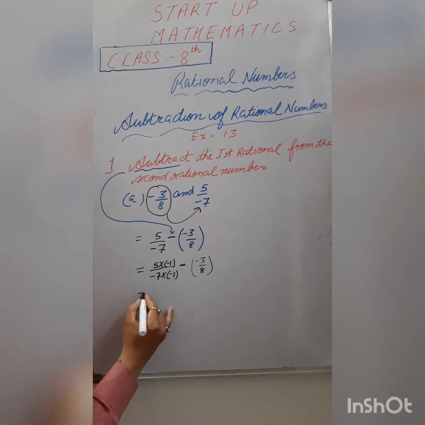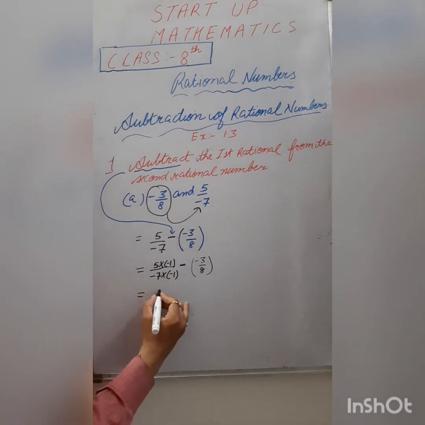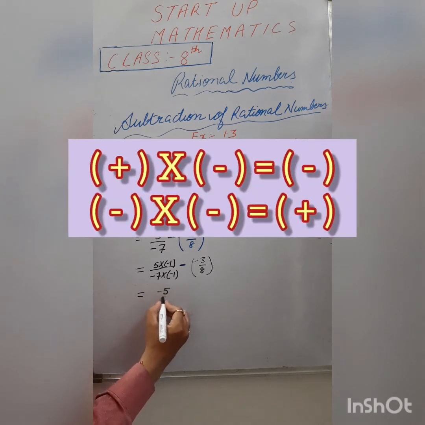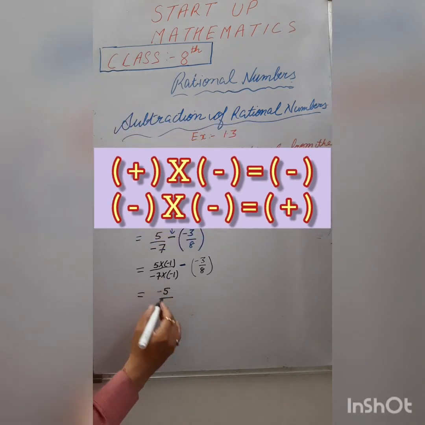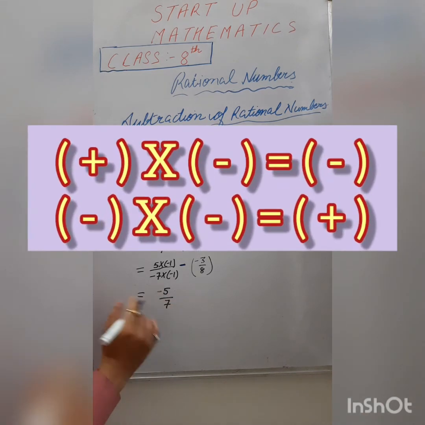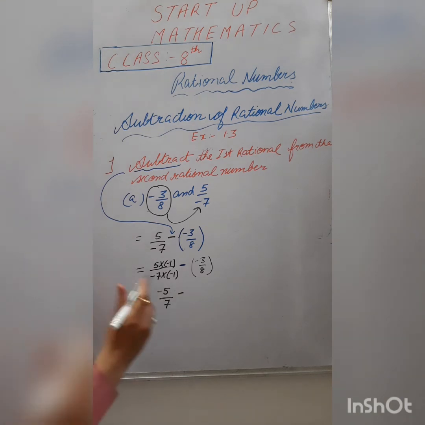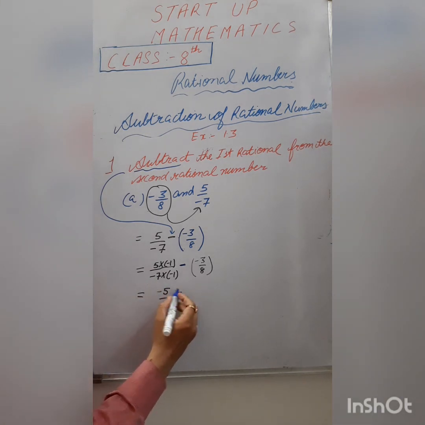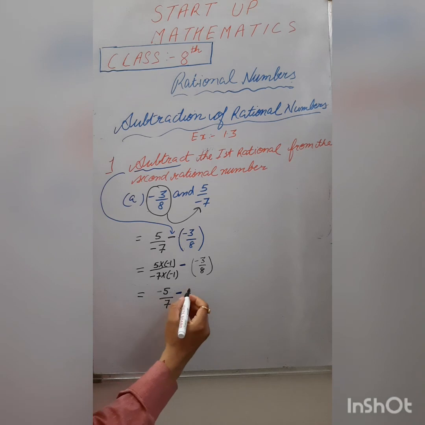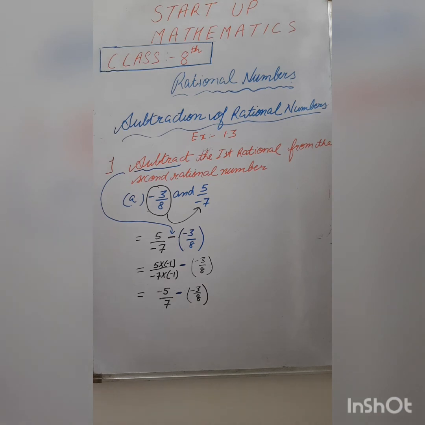Now solve it. 5 ones are 5, two numbers of opposite sign, so the answer is minus 5. Again minus 7 multiplied by minus 1, same sign multiplication, positive, 7 ones are 7. The operation is subtraction, and the other rational number is minus 3 upon 8.